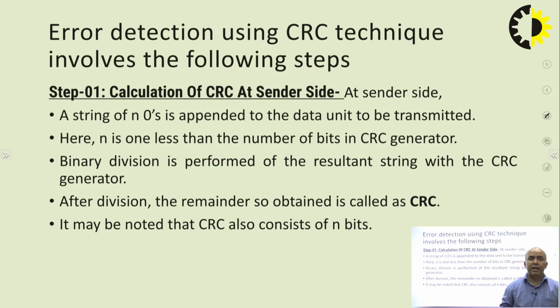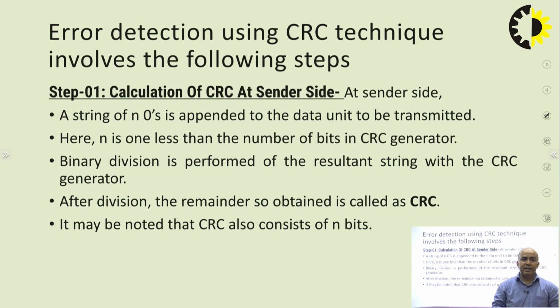The first step is the calculation of the CRC at the sender end. At the sender, a string of n zeros must be appended to the data that we are going to transmit. Here n must be one less than the number of bits in the CRC generator. Binary division of the resultant string is performed with the CRC generator. We will take an example, with the help of which you will be better able to understand what we are saying here.